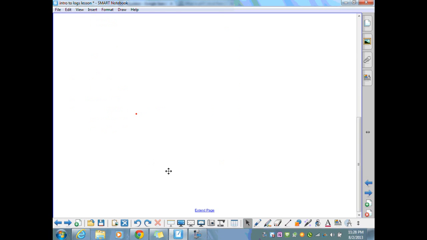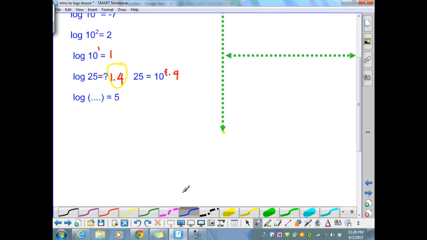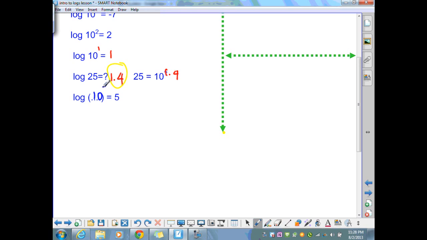Now let's ask the reverse question. Log of something is equal to 5. Can you guess what that something is? The answer is, of course, going to be 10 to a power, and it's going to be 10 to the 5.